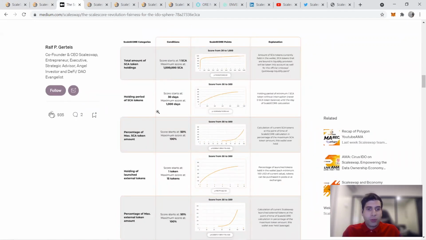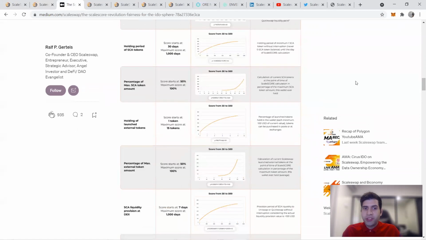The next one is the holding period for the tokens. The minimum token holding should be 30 days and the maximum should be 1,000 days. You can get a score of 50 to 500. It's a logarithmic score that they've been using. Then there's the percentage of maximum score, from 50 to 500, which is the maximum tokens you've held in comparison to what you hold now. So let's say you had 2,000 tokens and now you've got 1,000, you sold half of it. Your score drops because your all-time holding is 2,000 and you're holding only 50% right now.